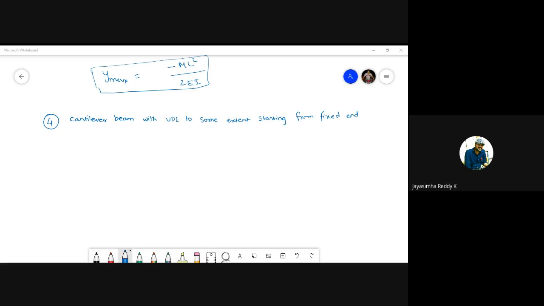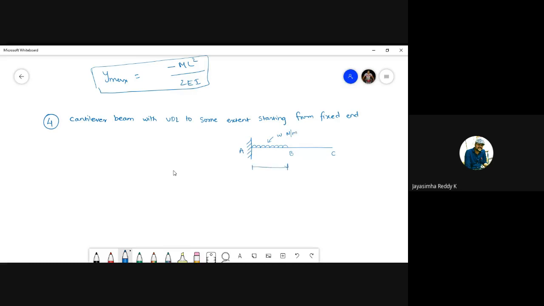Now we'll move on to the fourth kind of load, students. We are assuming a cantilever beam with a uniformly distributed load only to some extent, starting from the fixed end. Let us say up to B, and the beam length is up to AC. If this is the condition, how can we write slope and deflection? That is what we are looking into.